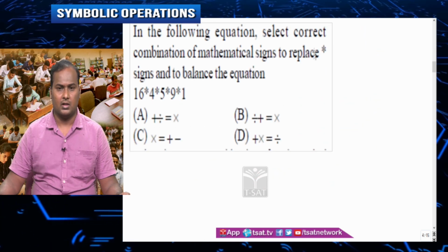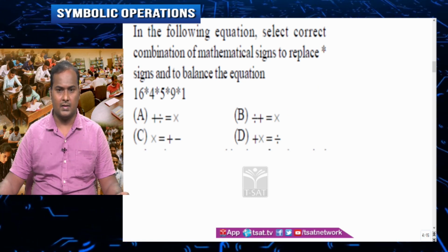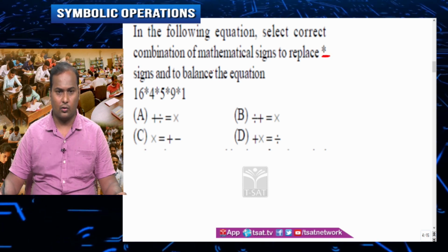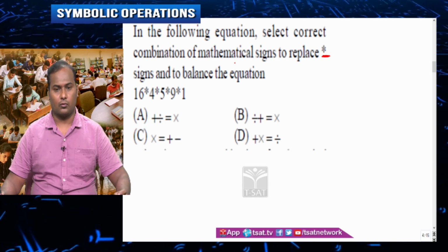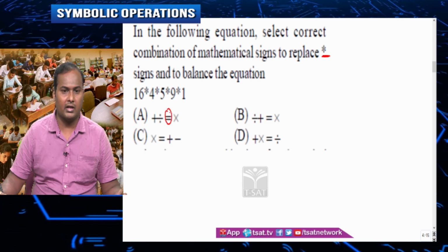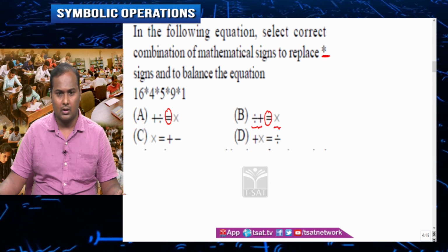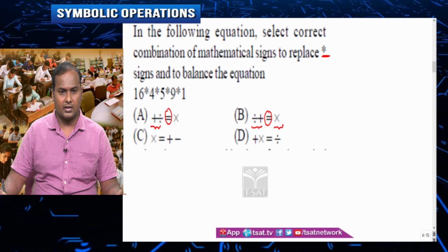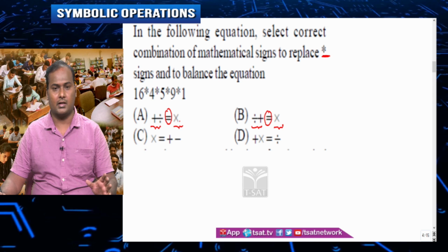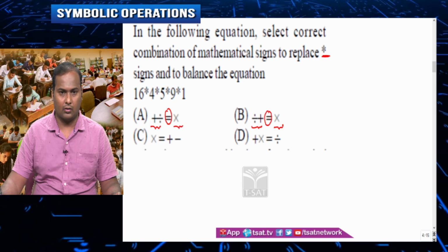And in the following question, select the correct combination of mathematical signs to replace the star symbol or star sign, and balance the equation, and you have to perform the equation. In this type of question, if you observe the options, what is the clue? The clue is the equal sign. Whenever equal is there in between, the left hand side should be equal to the right hand side. Now from here onwards you have to focus on the left hand side and right hand side of that equal symbol. So let's try to perform the operation now and solve them.